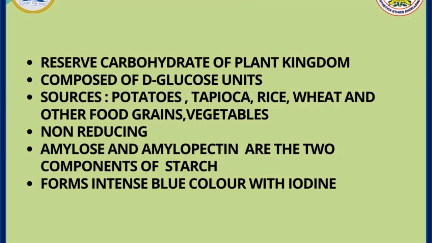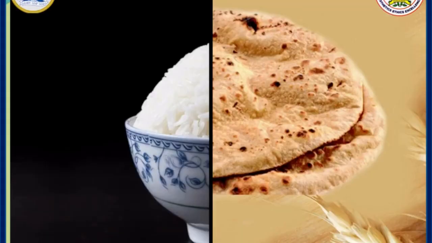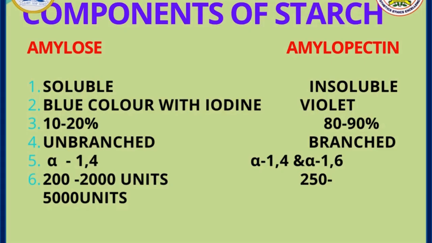Starch is a reserve carbohydrate of the plant kingdom, which is a homopolysaccharide made of D-glucose units. As we all know, starch is present in potatoes, tapioca and many grains, and it is a non-reducing carbohydrate. The two components of starch are amylose and amylopectin. In our daily life, we take starch in the form of rice and wheat.